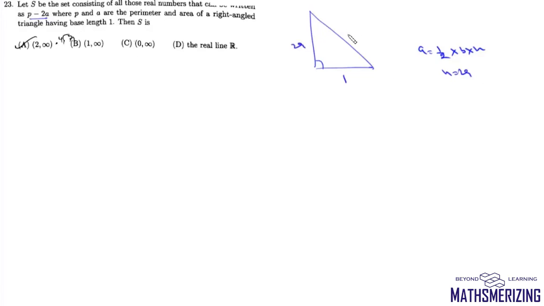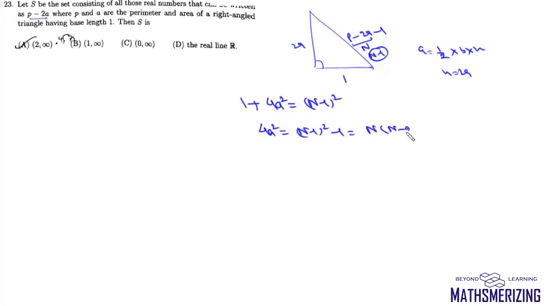So this is 2A, and if the perimeter is P, then the third side will be P minus 2A minus 1. We write P minus 2A as some number n, so it will be simply n minus 1. Now if we use Pythagoras theorem, we can write 1 plus 4A square, and it will be equal to n minus 1 square. So we write 4A square as n minus 1 square minus 1. So it will be simply n n minus 2.